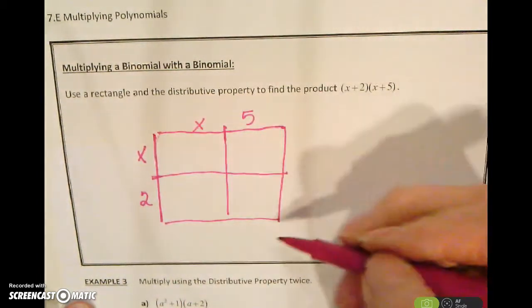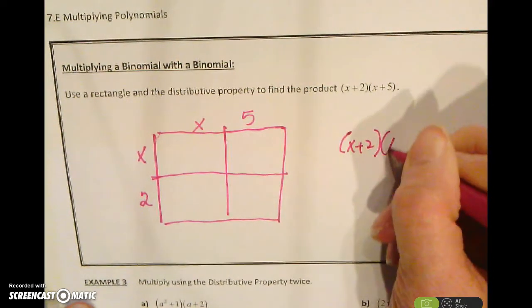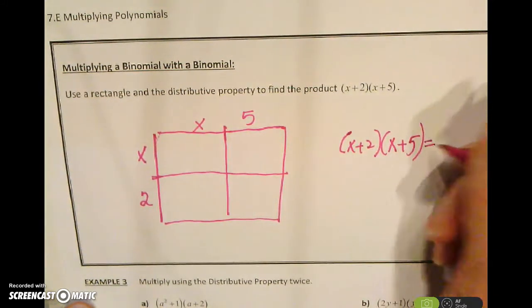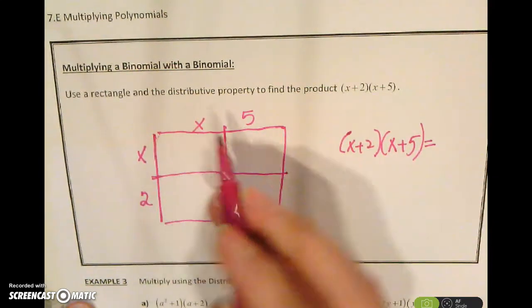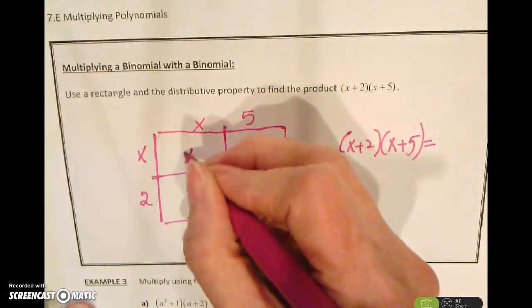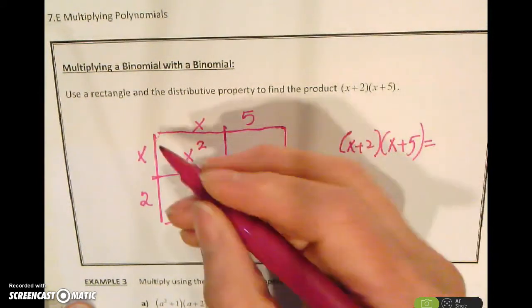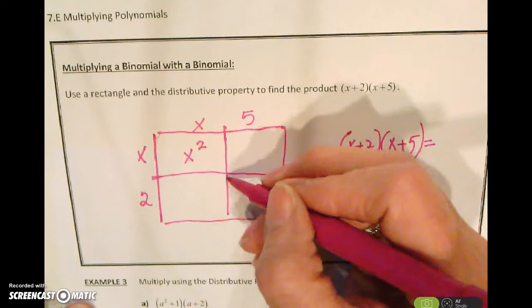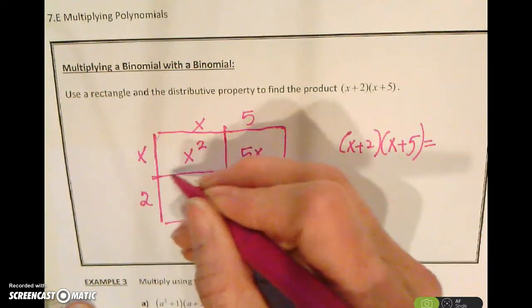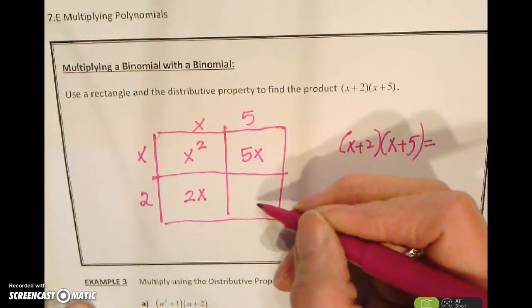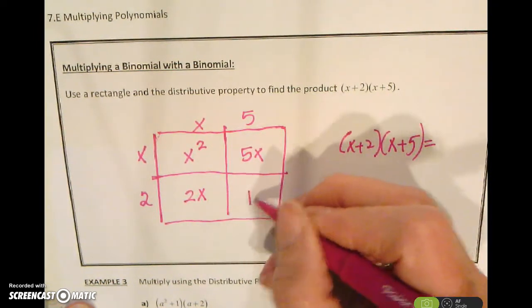So if we considered the large rectangle, we would say that it was represented by x plus 2 times x plus 5. So let's see what happens when we do it in separate rectangles. So this top left would be x times x. The area would be x to the second. Then the top right rectangle would be a 5 and an x, so 5 times x is 5x. This rectangle would be 2 times x, which is 2x. And the bottom right would be 2 times 5, which is 10.